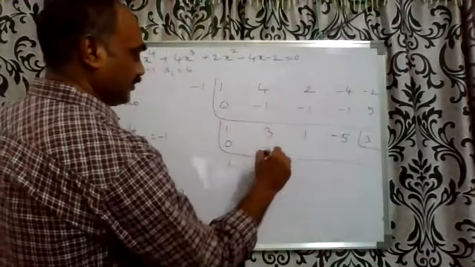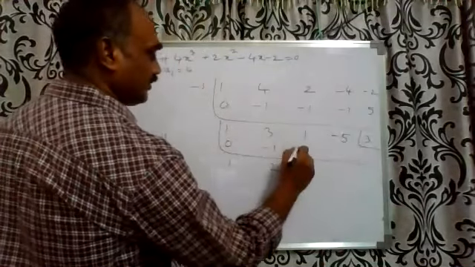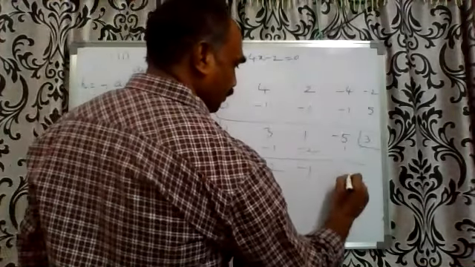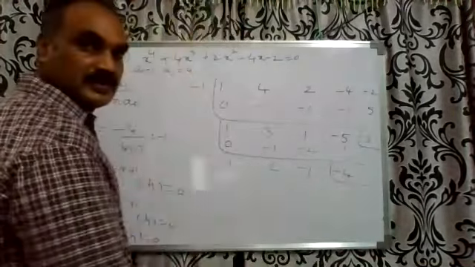1, 1 into minus 1. 3 minus 1, 2. 2 into minus 1, minus 2. Minus 1. Minus 1 into minus 1, plus 1. 4. Minus 4. 0.